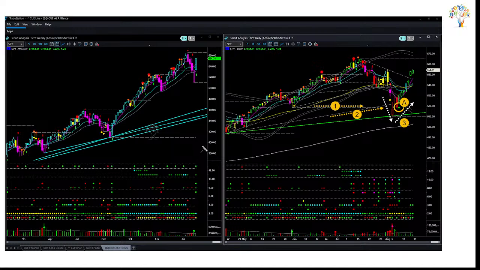S&P 500 ETF SPY using weekly, daily at a glance chart, weekly on the left, daily on the right as usual. Point 1. SPY created a false downside breakout at the watermark support. Point 2. It created another false downside breakout at the trend line, memory trend line support.